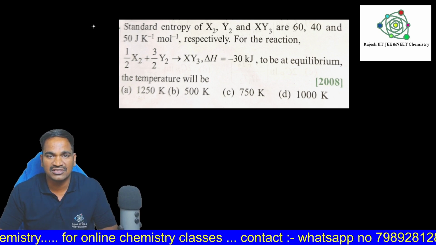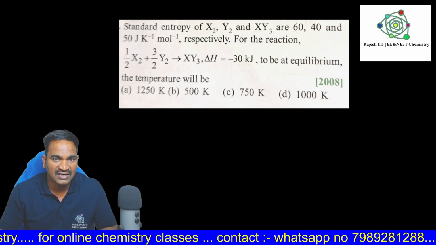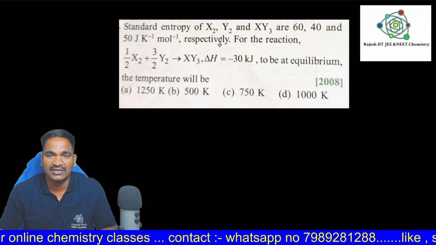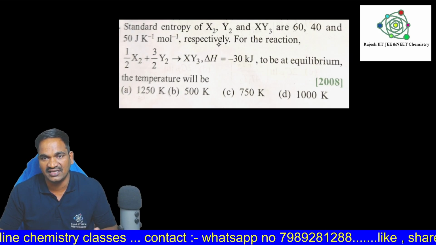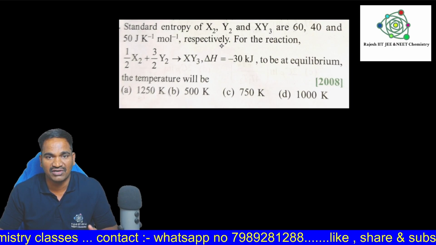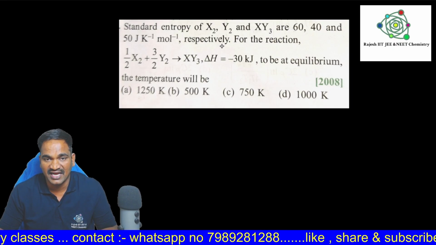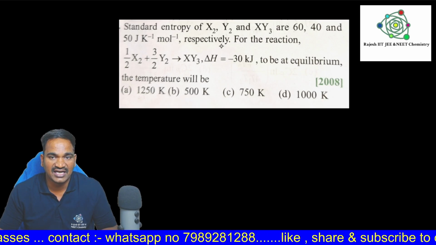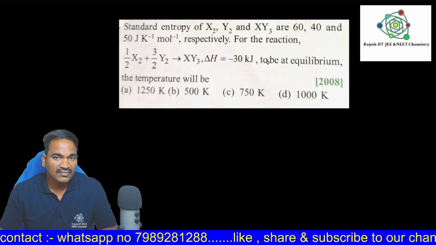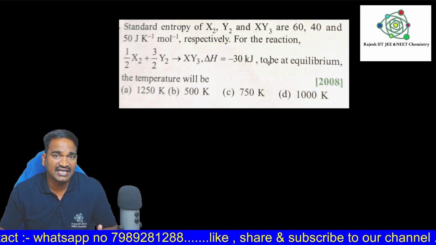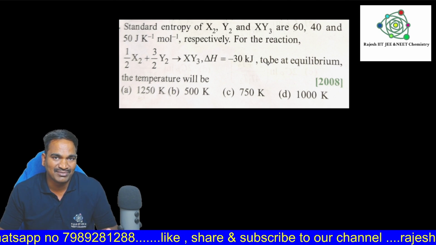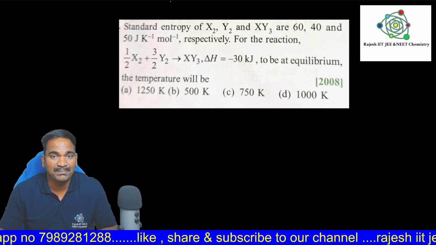So now coming to this problem. How to solve this problem, you check. The standard entropy of X2, Y2 and XY3 is given as 60, 40, 50 joules Kelvin inverse mole inverse. And they have given a reaction. For that reaction delta H is also given. And they said, if that reaction is to be at equilibrium, at what temperature will it be possible? So they are asking for the temperature.